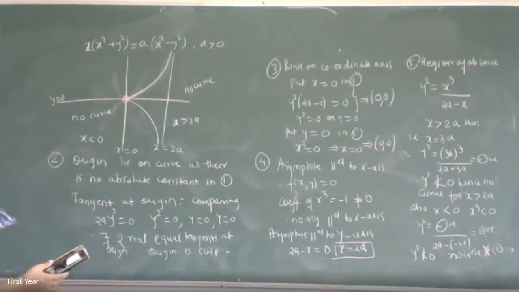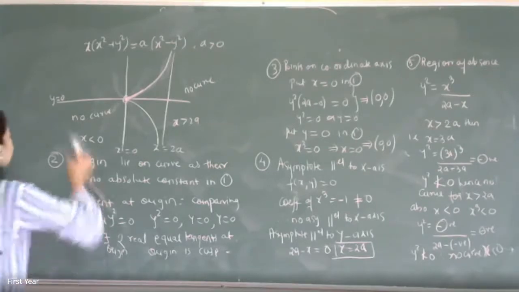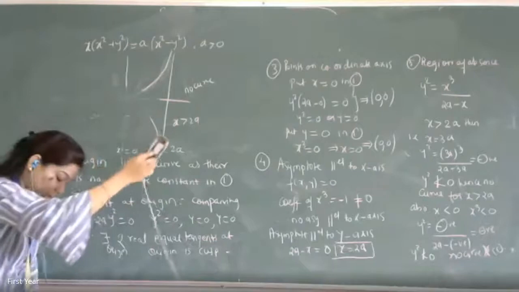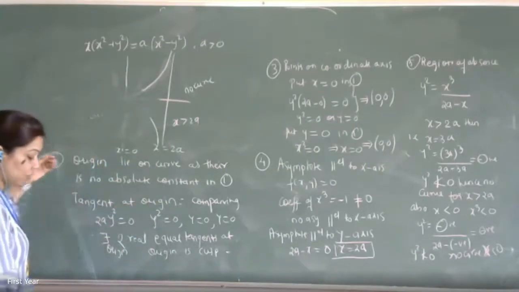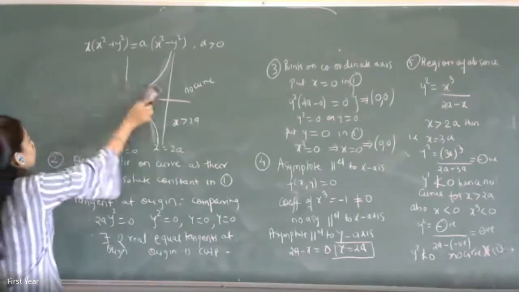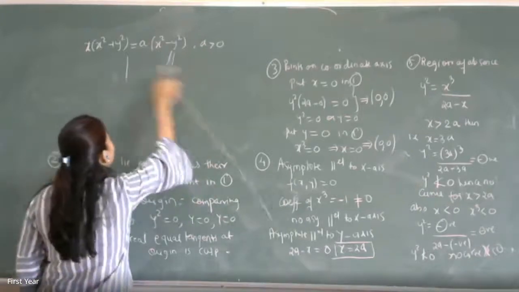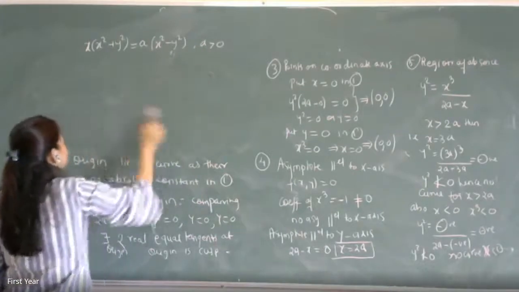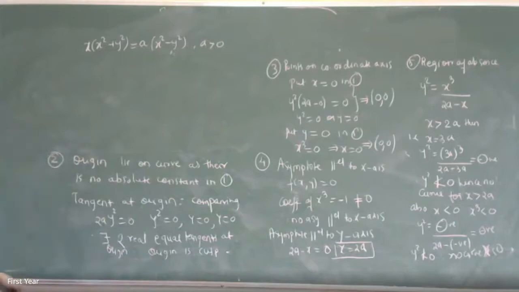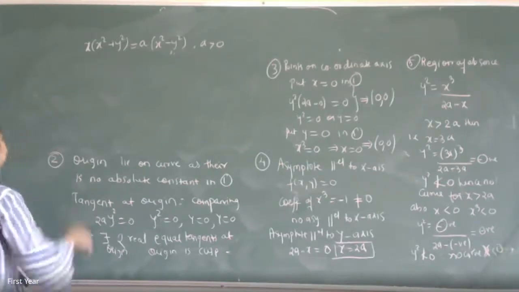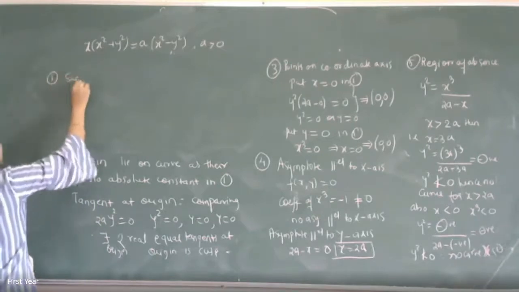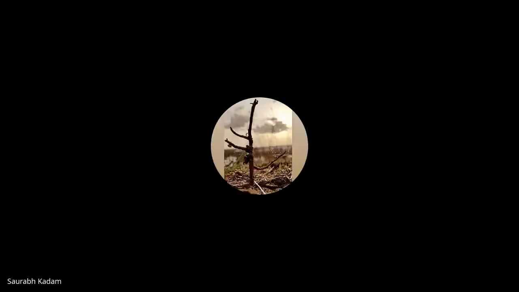First is symmetry. Where is the curve symmetric? The points to check are: symmetry, origin, tangent at origin, then asymptotes parallel to x-axis and y-axis, region of absence, special points, dy by dx, and so on. Then what is the symmetry? First point is always symmetry. About the x-axis.